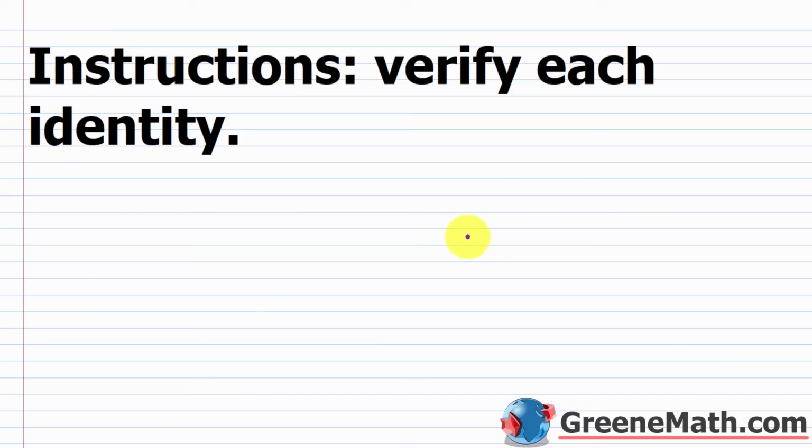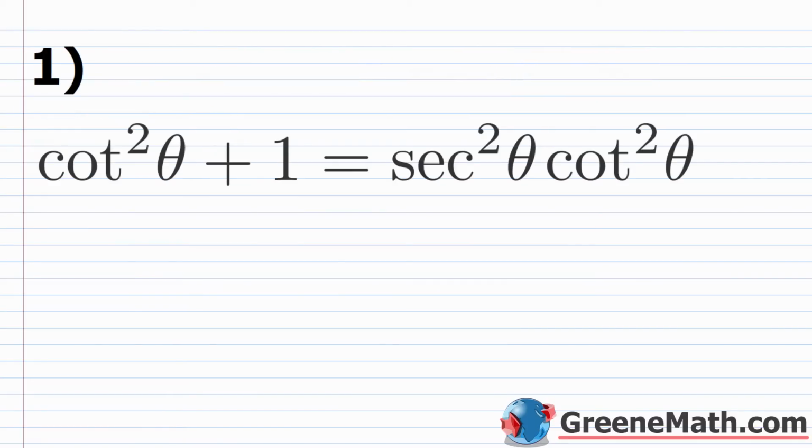All right, let's take a look at the practice test. For the instructions, we're asked to verify each identity. And for the first problem, we see we have cotangent squared theta plus 1 is equal to secant squared theta times cotangent squared theta. Now for this particular problem, I'm going to consider this side over here on the left to be more simple, and I'm going to consider this side on the right here to be more complex.